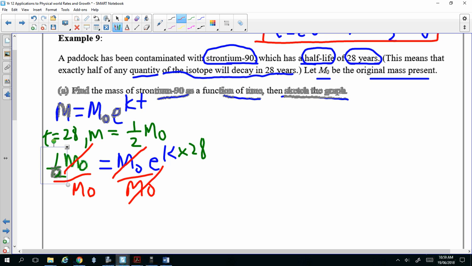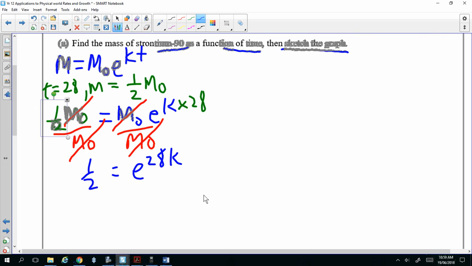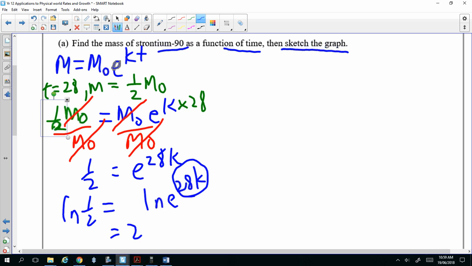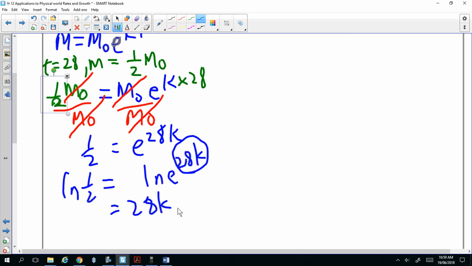How do we solve? We'll go ln half equals ln e to the power 28k, where the 28k will come down, and ln e becomes 1. So 28k equals ln half. And then to find k, you just go ln half, or ln 0.5, over 28, which you do on a calculator.